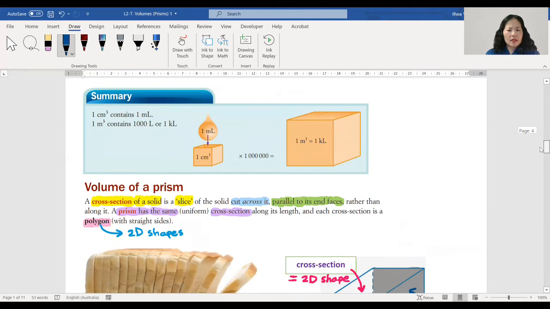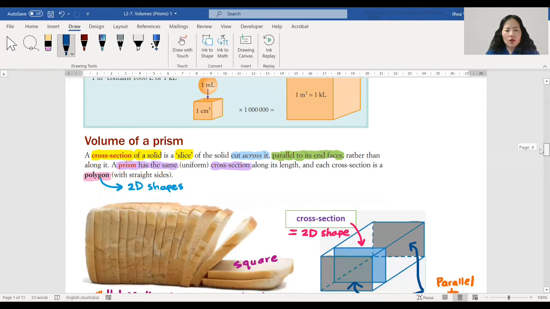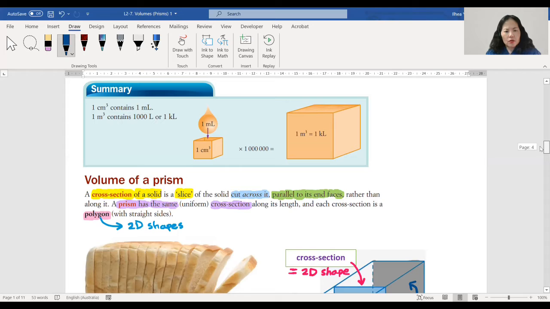All right, so that leads us to the summary box talking about 1 cubic centimeter containing 1 milliliter. Because volume and capacity are like brother and sister, changeable. So cubic centimeters can be translated into milliliters, and cubic meters can be translated to kiloliters or liters. That's what this summary is talking about. Volume of a prism. We will talk about the units next part. Today, we're just going to concentrate on finding volume, how to use the formula for volume.